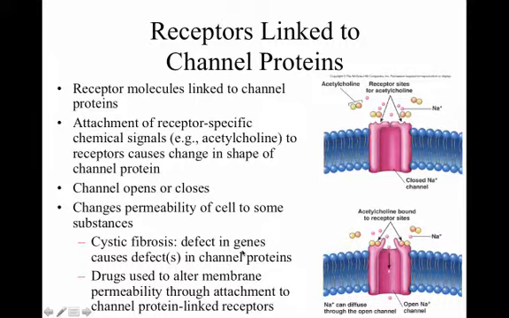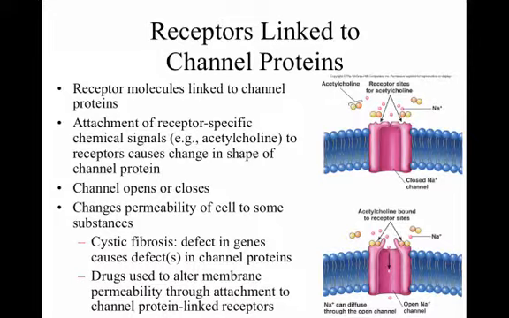And sometimes this is linked to a channel protein, and this would be a ligand-gated channel. An example here is acetylcholine, a neurotransmitter. You guys know what a neurotransmitter is? It's from your nerves to your muscles. It's what's going to produce a change in the membrane potential to cause a muscle contraction.